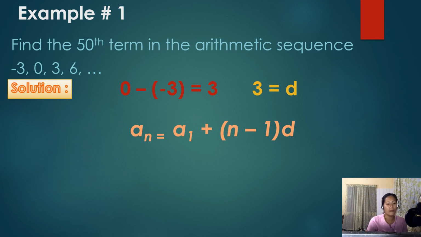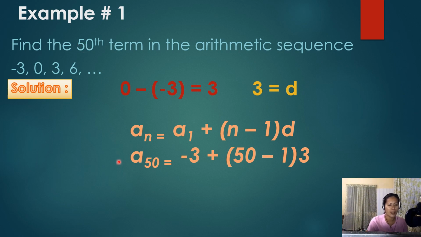And our formula is a sub n equals a sub 1 plus the quantity n minus 1 times d. Then we substitute. Since we're looking for the 50th term, we have a sub 50 equals a sub 1, that is -3, plus the quantity n minus 1, that is 50 minus 1, times 3. 3 is our common difference.